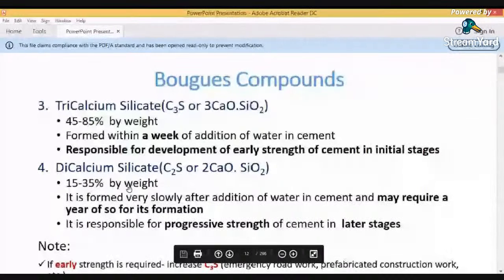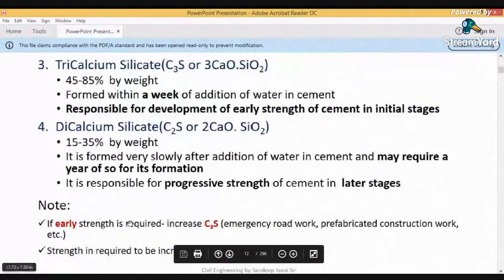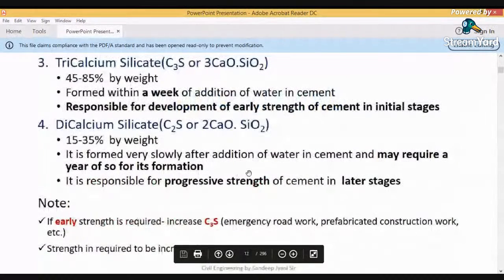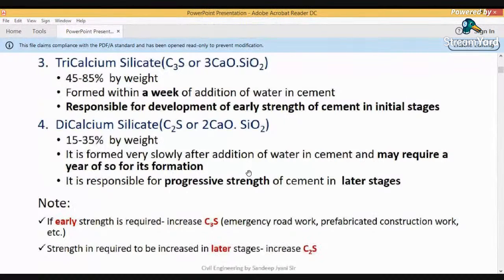Next, we discussed dicalcium silicate, which is formed very slowly and gives progressive strength to the cement at the later stage. So if somebody asks which Bogue compound is responsible for early strength of the cement, that is only C3S. And the Bogue compound that provides strength later on is C2S.